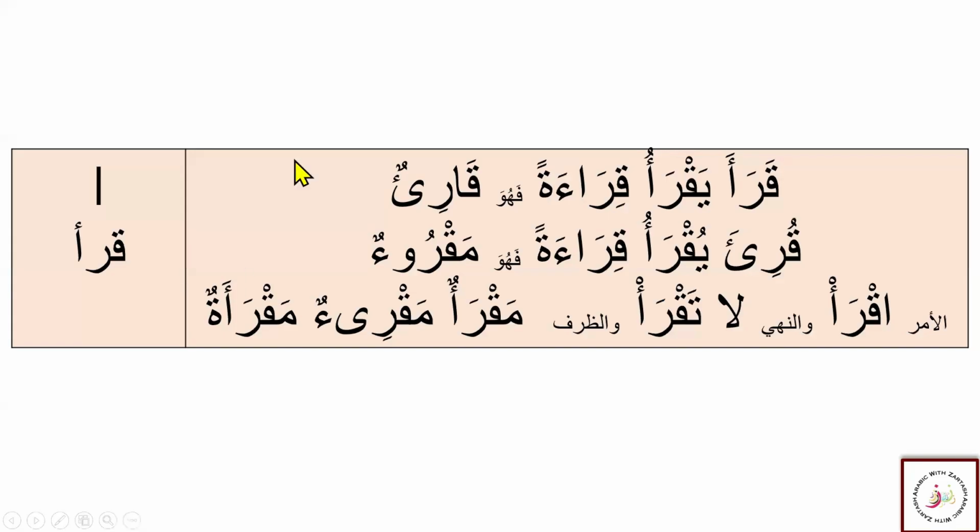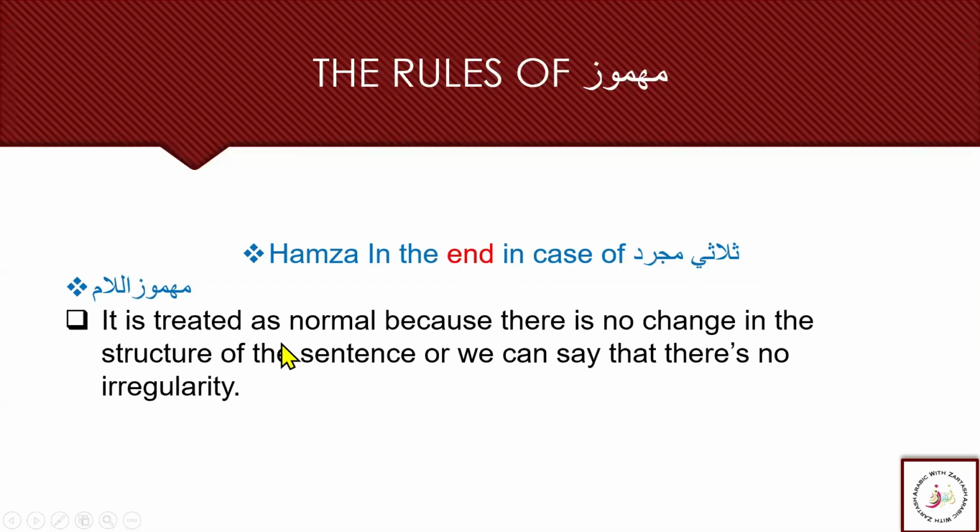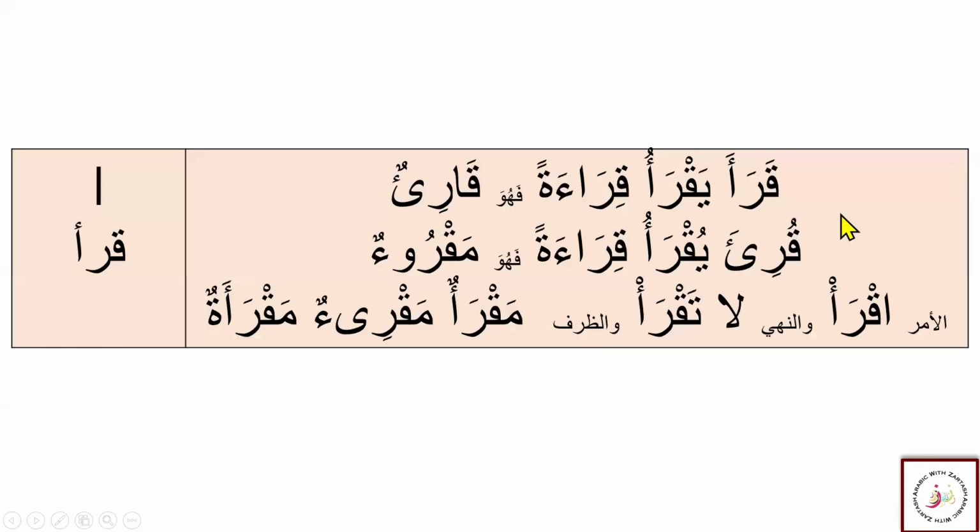There is, Alhamdulillah, another example, a very beautiful example. We see this root letter a lot of times in the Quran. Qara'a: Qaf, Ra, and Hamza from family one, and we see it lots of times. This is the case of Mahmuz al-Lam. So it is treated, let's look at the rule again. It is treated as normal because there is no change in the structure of the sentence, or we can say that there is no irregularity.